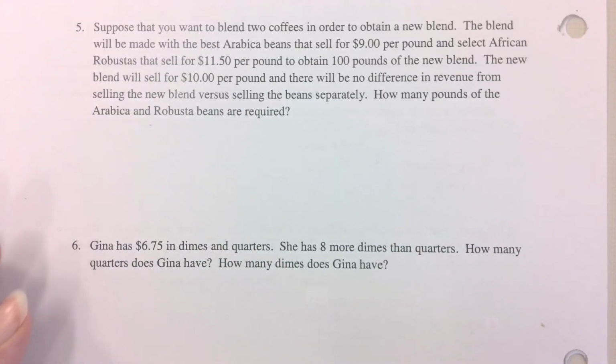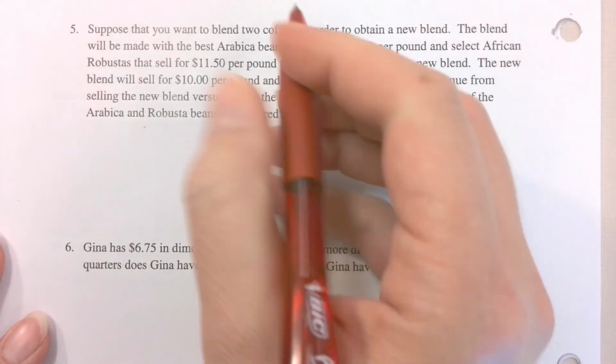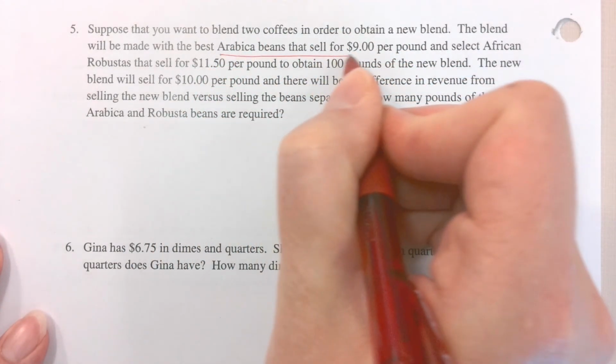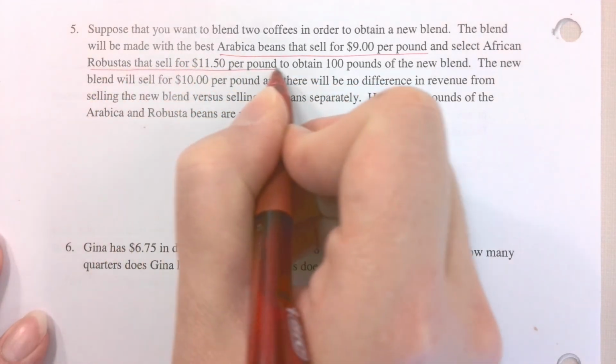We are talking about blending coffees. So this is something that you would take something, a more expensive coffee and a less expensive coffee, and you blend them to get a better taste, but a cheaper price point. So the blend is made up of these Arabica beans that sell for $9 a pound, and these African Robustas that sell for $11.50 a pound.